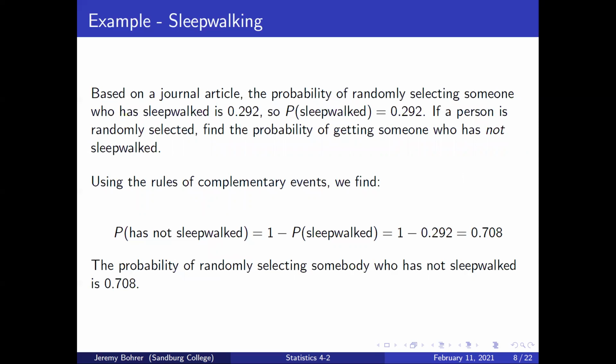Based on a journal article, the probability of randomly selecting someone who has sleepwalked is 0.292. So the probability that somebody has sleepwalked is 0.292. If a person is randomly selected, find the probability of getting someone who has not sleepwalked. Using the rules of complementary events, we find that the probability has not sleepwalked is equal to 1 minus the probability of sleepwalked. So 1 minus 0.292 is 0.708. The probability of randomly selecting somebody who has not sleepwalked is 0.708.